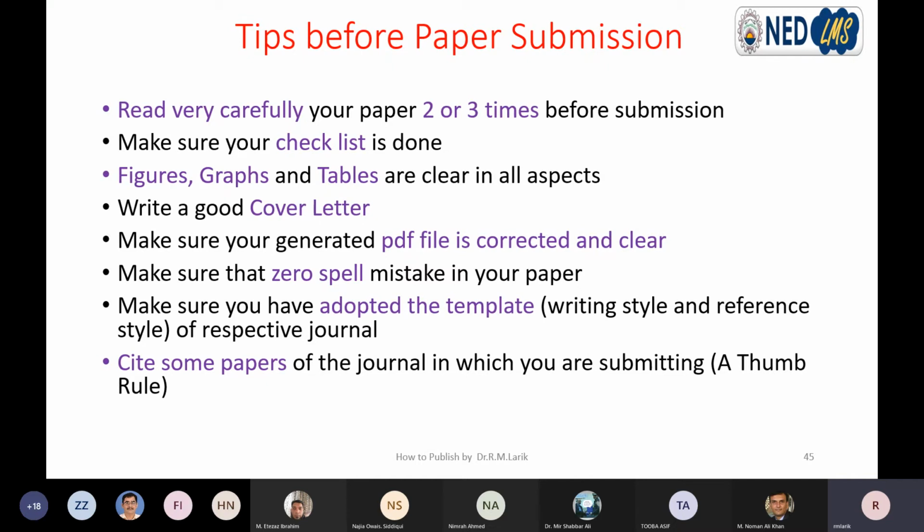It means your work should have zero mistakes. And yes, you need to cite some papers. It is a thumb rule: when you are targeting some journal, then you need to cite 4 to 5 papers of that journal. It is a thumb rule, and it brings you close to acceptance of the publication in that particular journal. So you need to cite some papers of the journal you are targeting for publication.